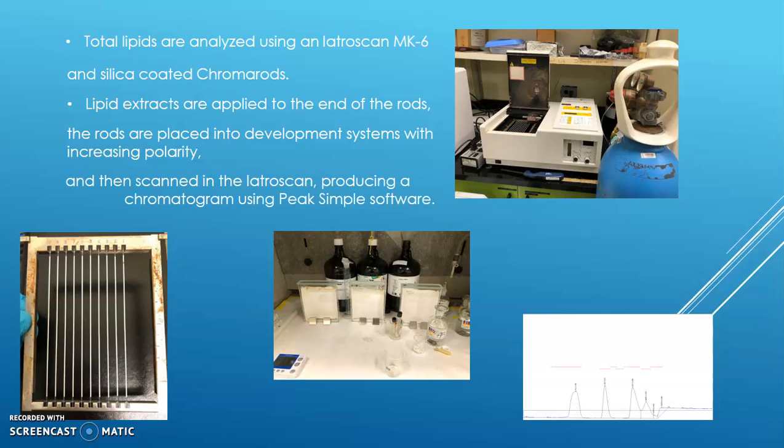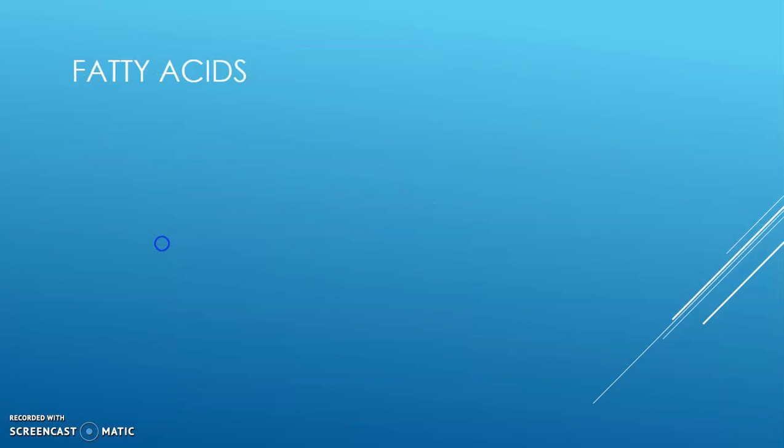We use the PeakSimple software to record the chromatograms and to calculate the areas under the curve. Using calibration curves, we are able to transform the area under the curve to milligrams of lipid. The Iatroscan has the ability to detect microgram-size amounts, so we are able to determine the lipids in some very small samples, such as individual zooplankton or fish larvae.